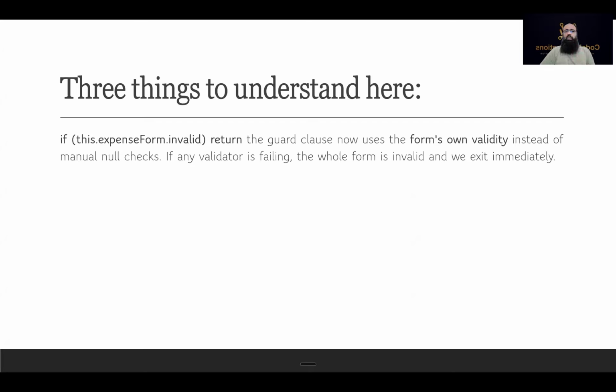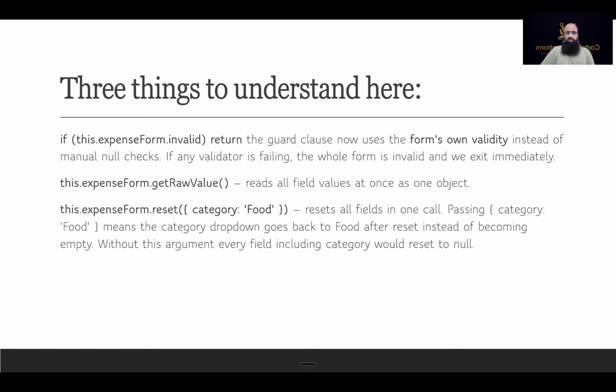So if the expense form is invalid, this is more of a guard clause, which returns if the form itself is not valid. So what does it do? We do not have to check any null validity. If any validator is failing, the whole form is invalid and we just exit immediately. The second thing is that we are going to get raw values, and it's going to read all fields at once as one object. And then comes the expenseForm.reset.